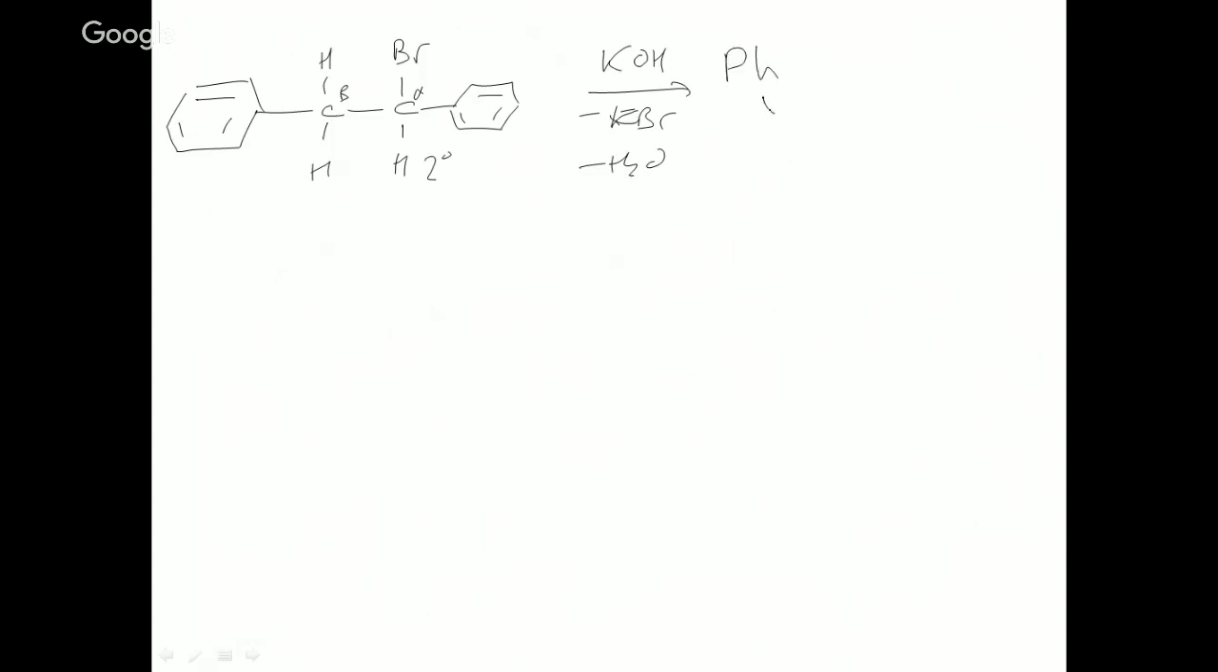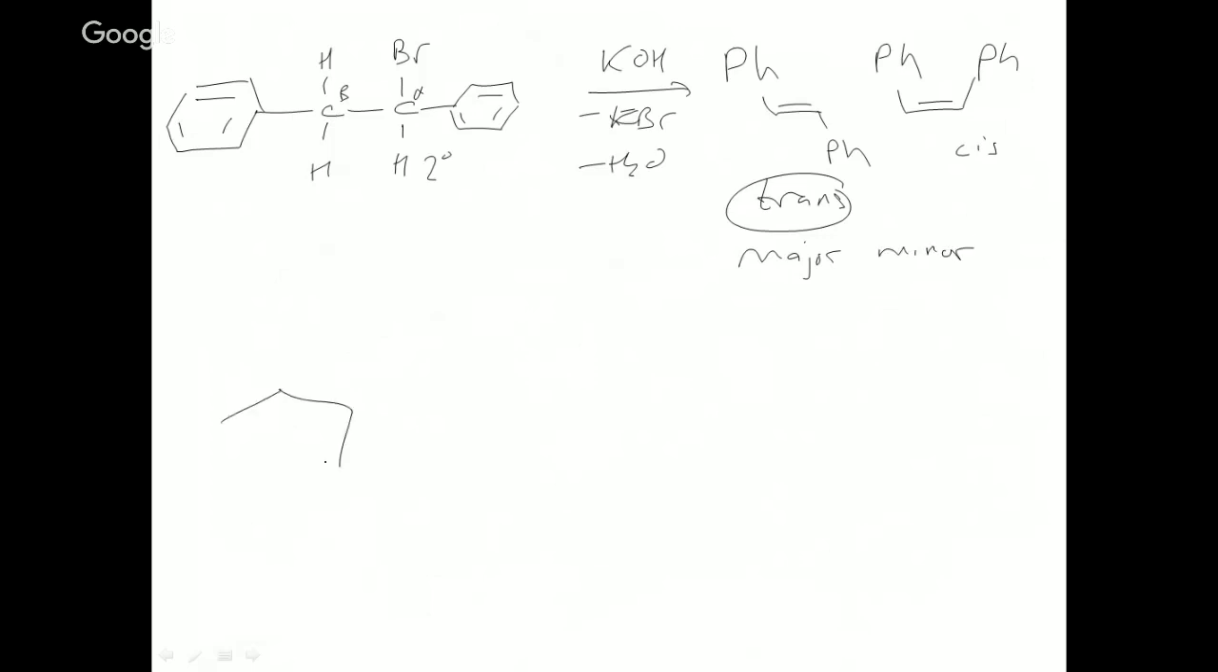And what do you get? Phenyl is the abbreviation for those rings. And you get cis and trans. Which one do we say was more stable? The trans. That's the major. Minor. Same idea with a ring.